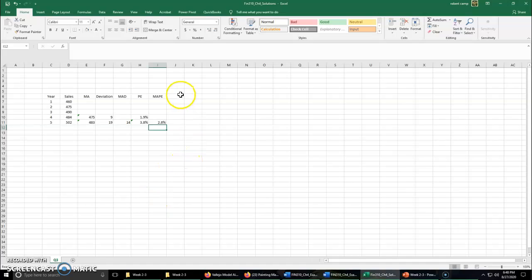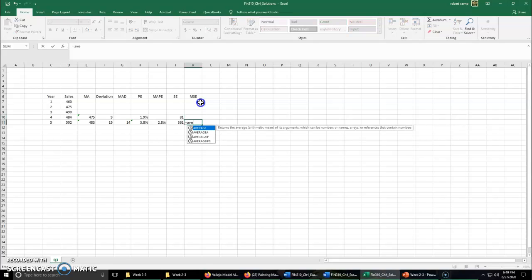And we might as well do the mean squared error. So there's the squared error. So we're going to have the actual minus the moving average, and we will square that. And then we'll have the mean squared error. You could probably have put this table together a little bit better, but I'm just doing it off the cuff. So the average of those two is 221.